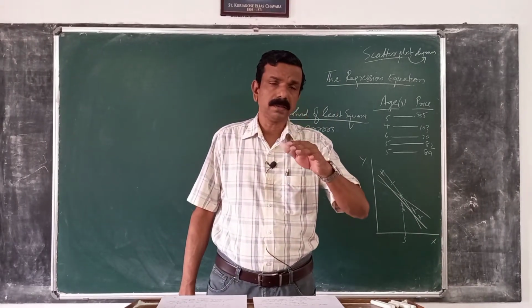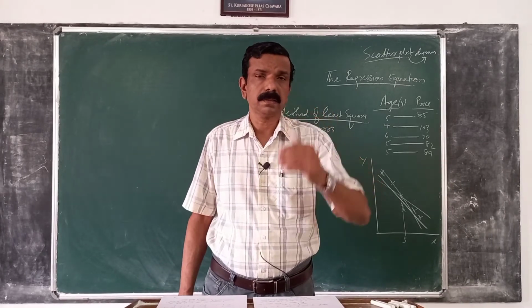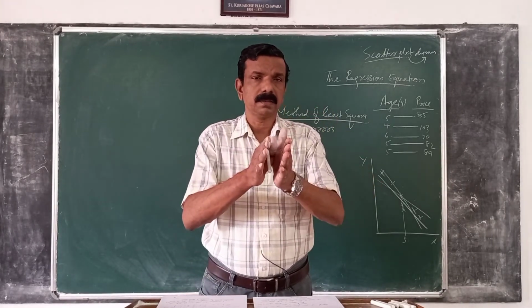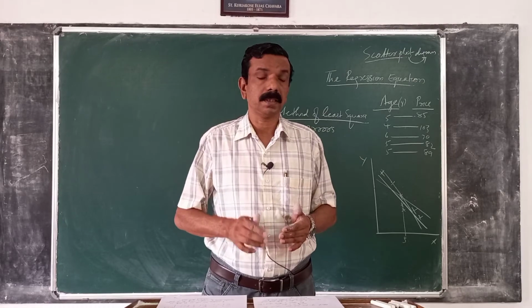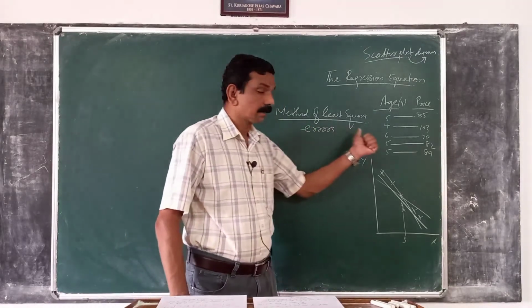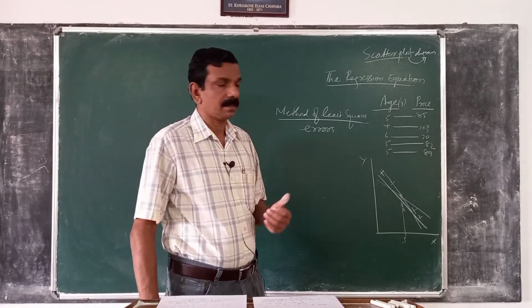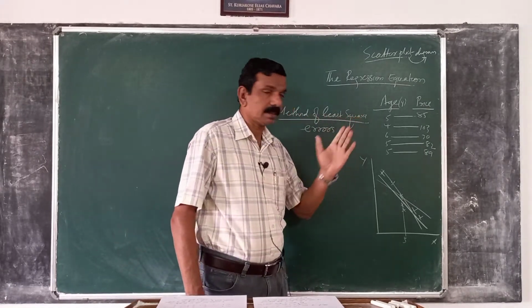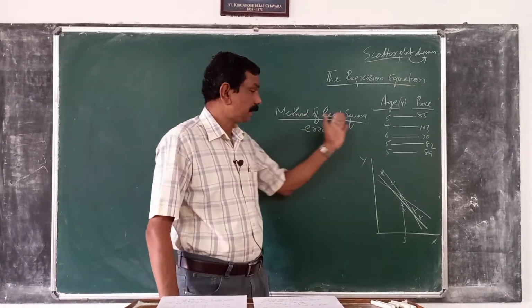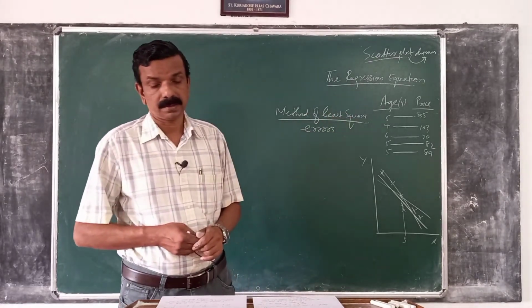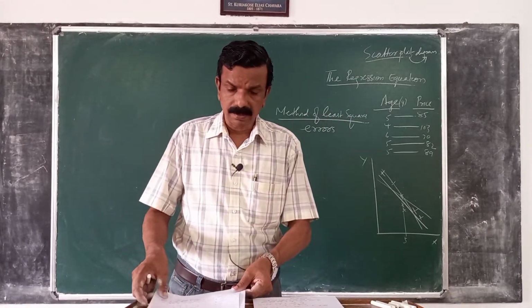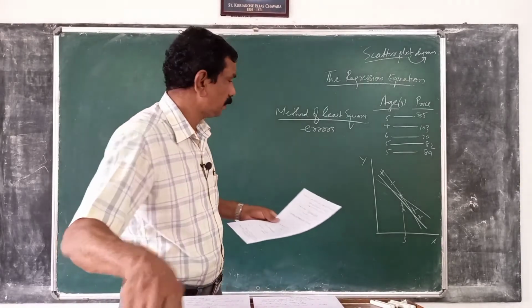So the question is, which line makes the least error? That is the line of best fit, or simply the best line. And the method for fitting such a line is known as the method of least squares. To explain this, let us consider a very simple example.